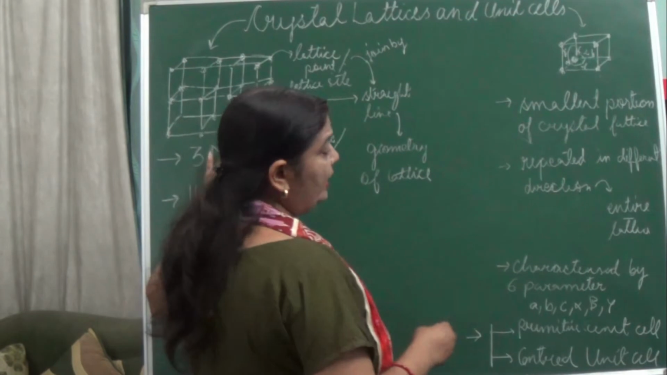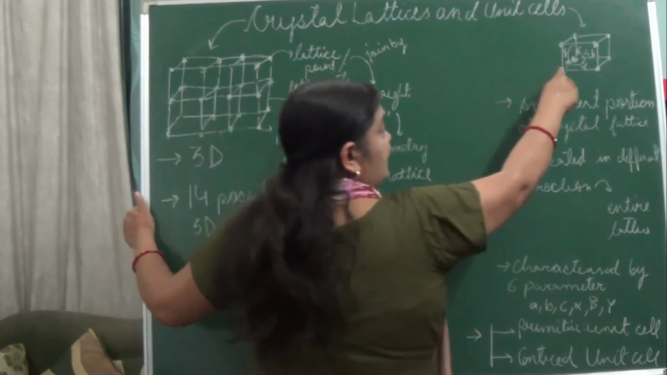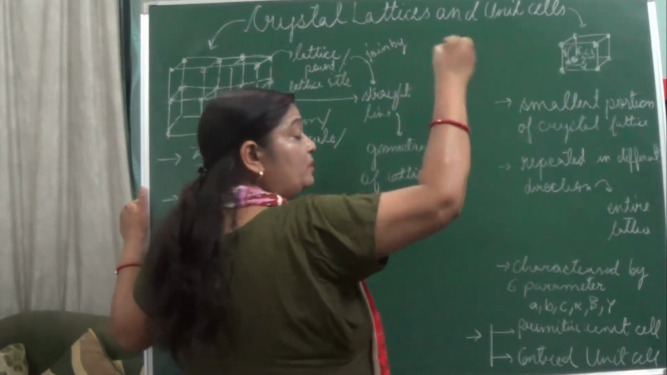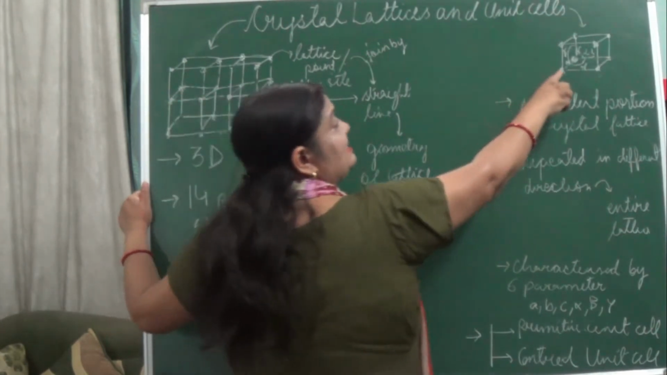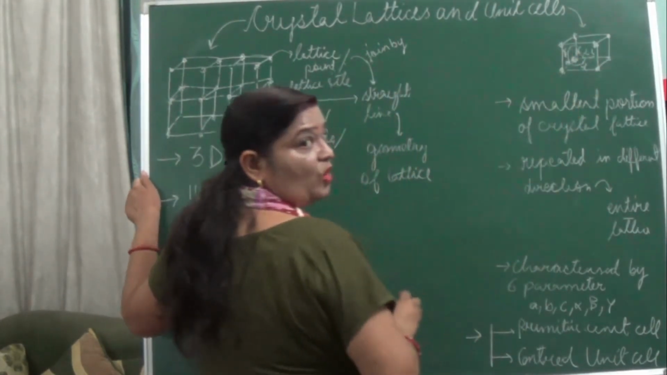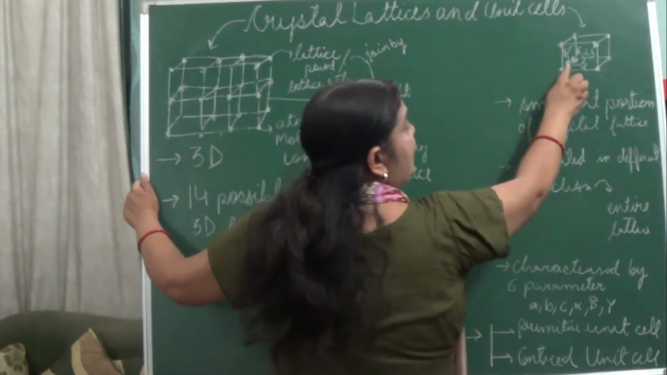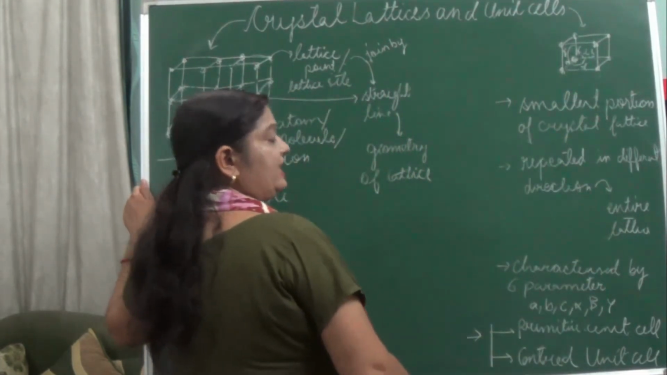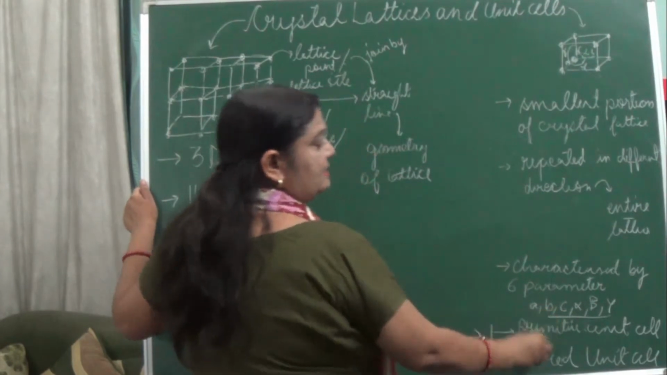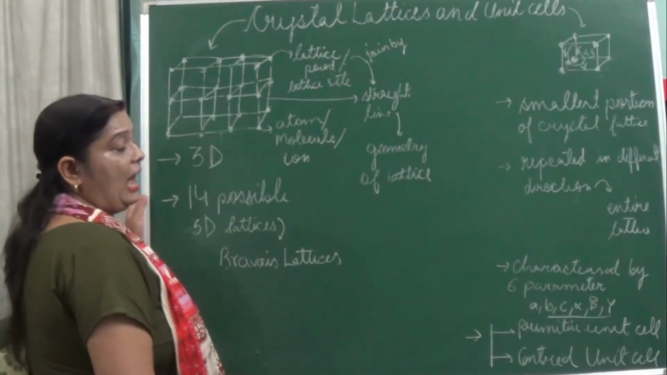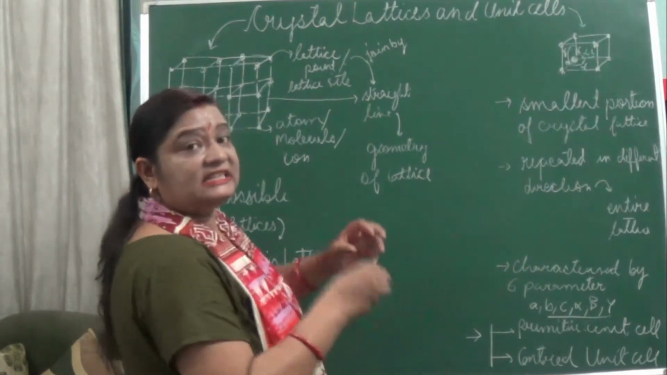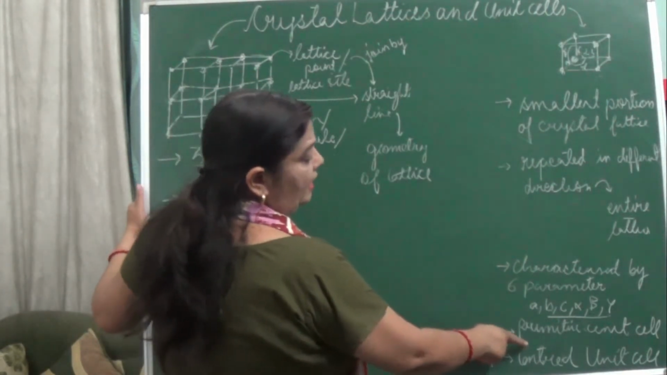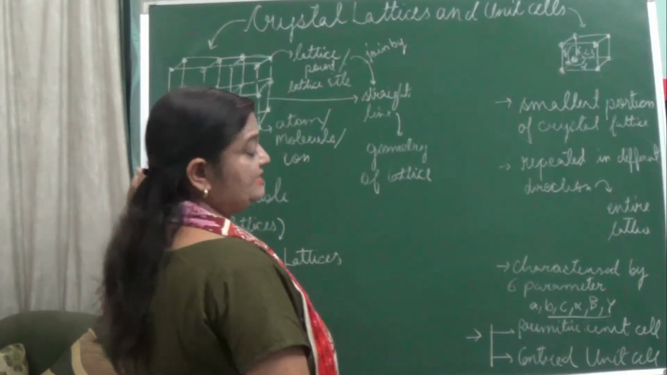Now, I said to you, these are the angles and these are the sides, so this unit cell is characterized by all 6 parameters, that is the sides as well as the angles formed between them. So what are the sides? A, B and C. What are the angles? Alpha, beta and gamma. All this characterizes this unit cell. Now this unit cell, in a broad form, is classified into a primitive unit cell and a centered unit cell.